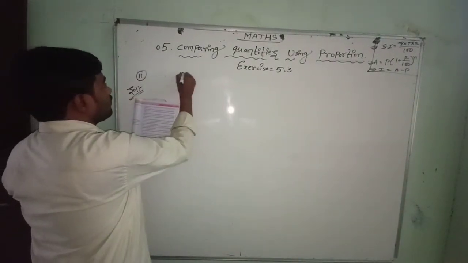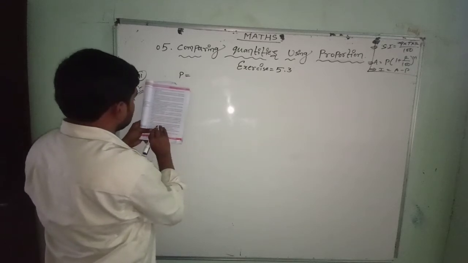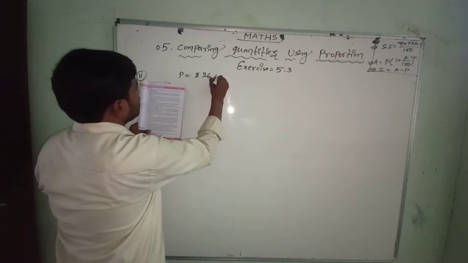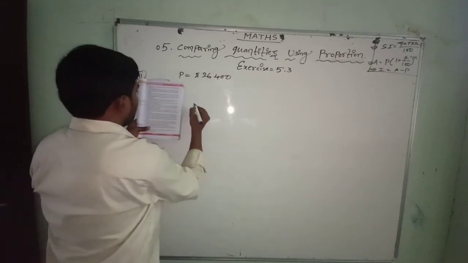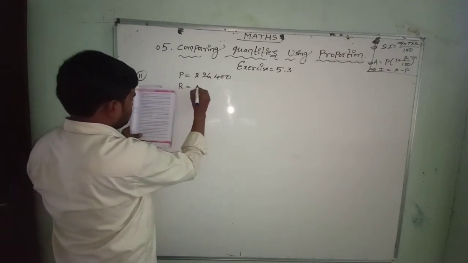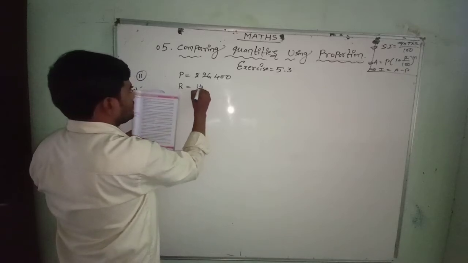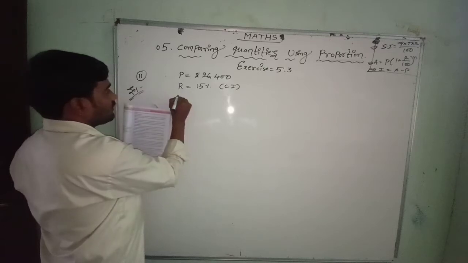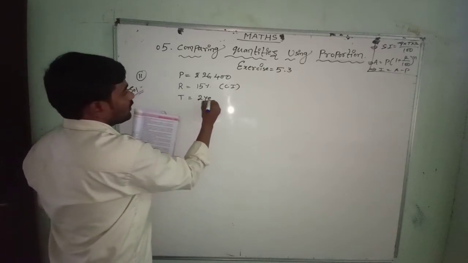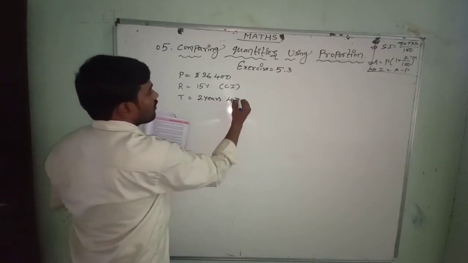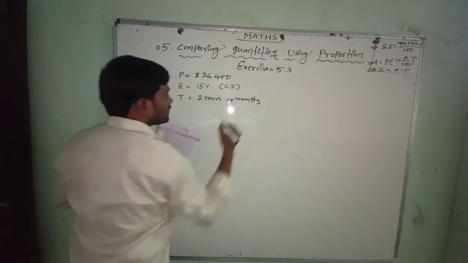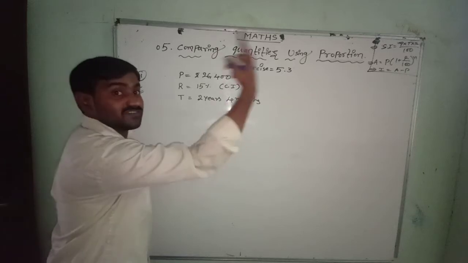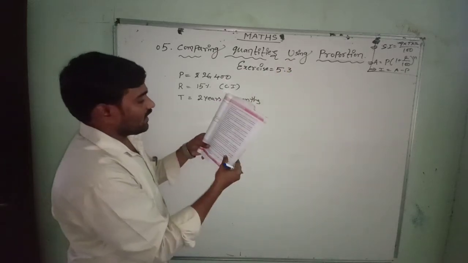See, P equal to how much she took? Kamala took rupees 26,400 at the rate of R equal to 15%. It is for compound interest. Time T equal to 2 years 4 months. For 2 years it will be compound interest. For 4 months it will be simple interest. Then the total we have to find out.